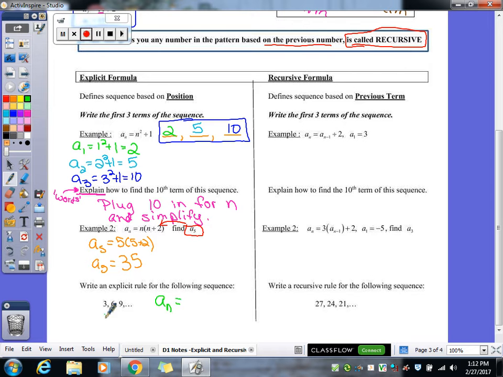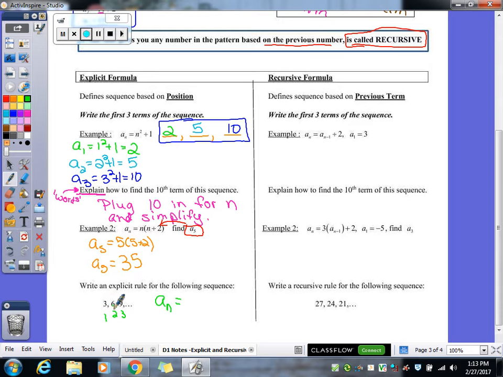So again, you have to keep in mind, this is term 1, term 2, term 3. So how do I make a 1 turn into a 3? Now, is that the same for 2 plus 2 to give me 6? No. It's got to be the same rule all across the whole sequence. So how else can I make a 1 into a 3?